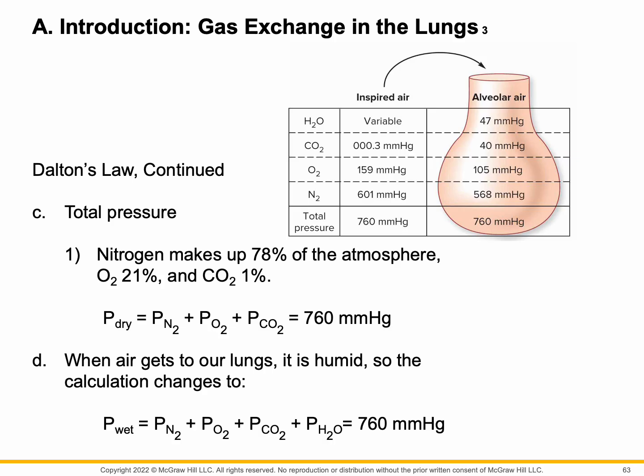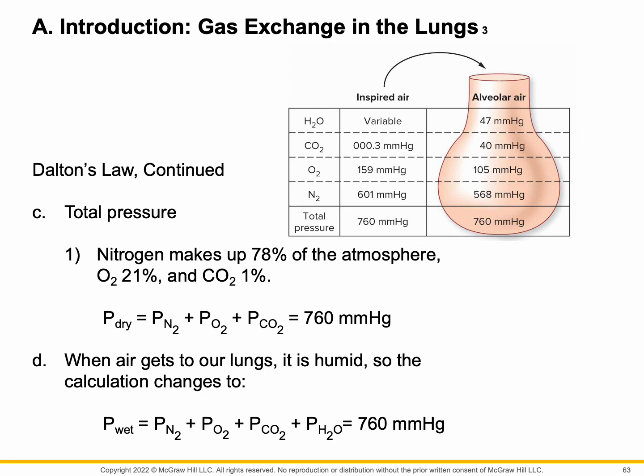You can see that in the image in the upper right-hand corner there, where the partial pressure of water is listed on top, and then below it is carbon dioxide, oxygen, and nitrogen. And then down below, the lowest row gives you the total pressure. And as follows, let's start first with the inspired air, which is the left-hand column there.